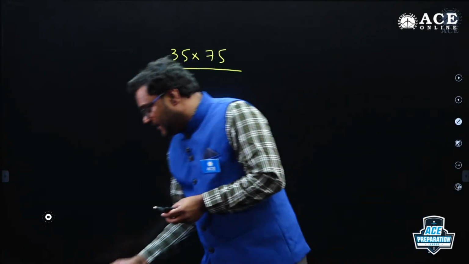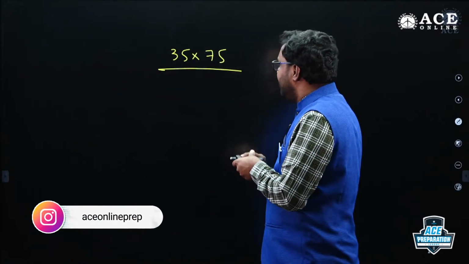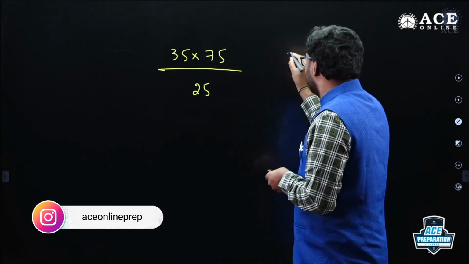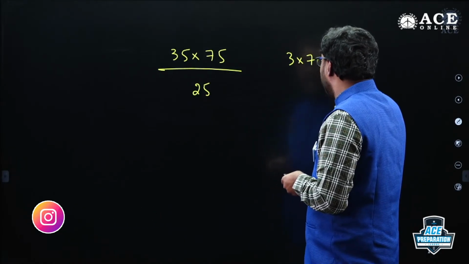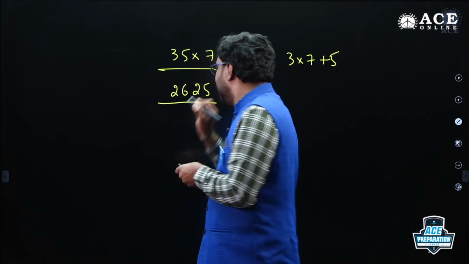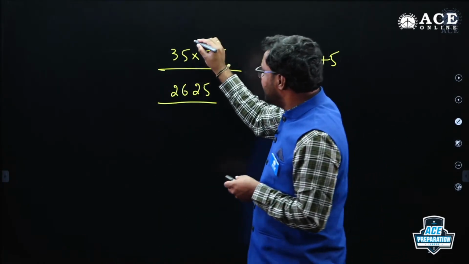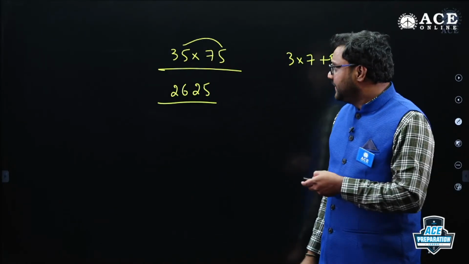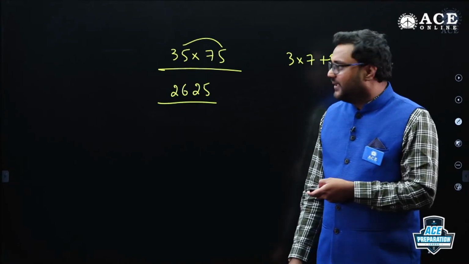Yeah, people are giving their answers, excellent. So guys, here 5 into 5 is 25, 3 into 7, 21, and we have to add 5 to that, which is 2625, my dear friends. Here this condition is satisfied, right? Excellent. Now see the next trick.